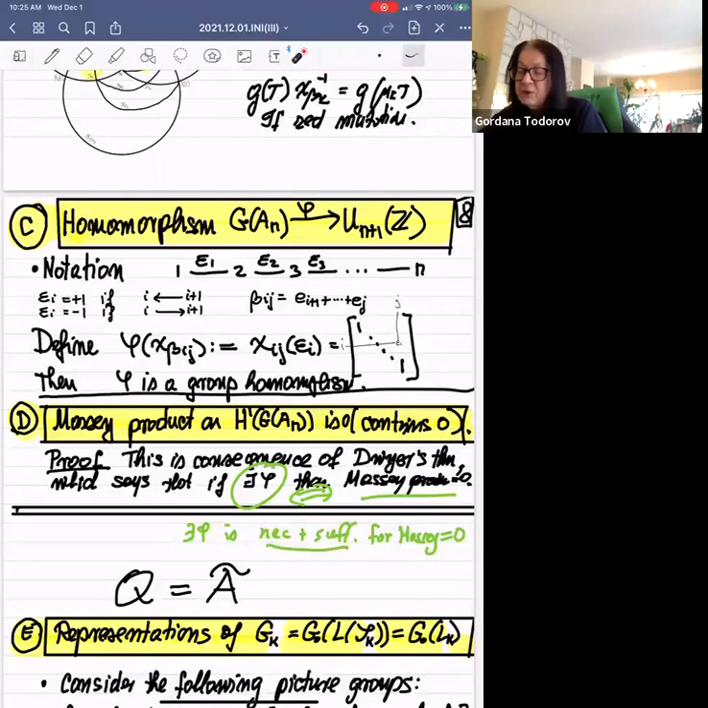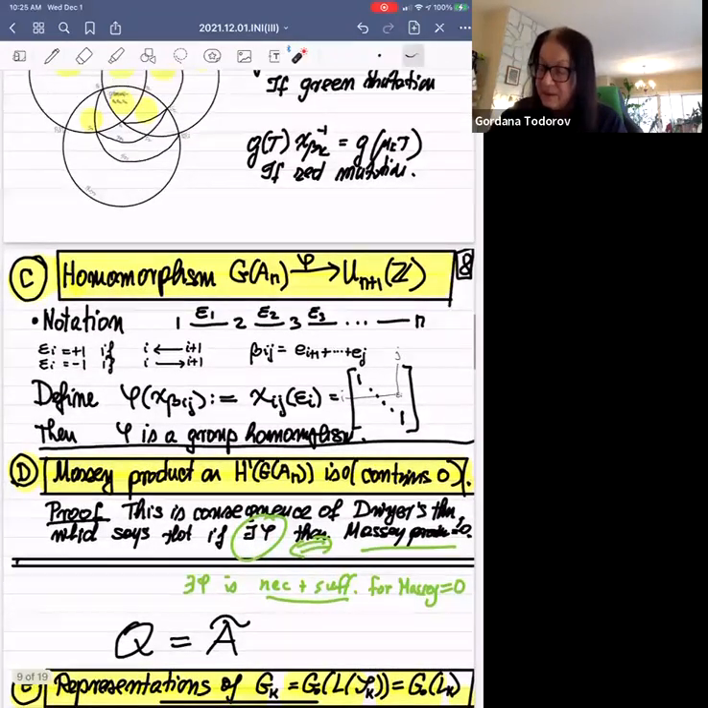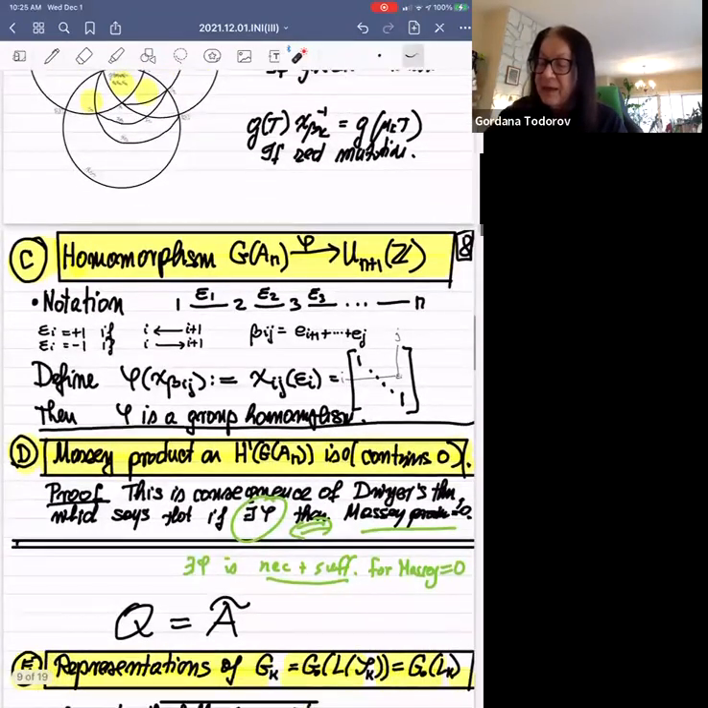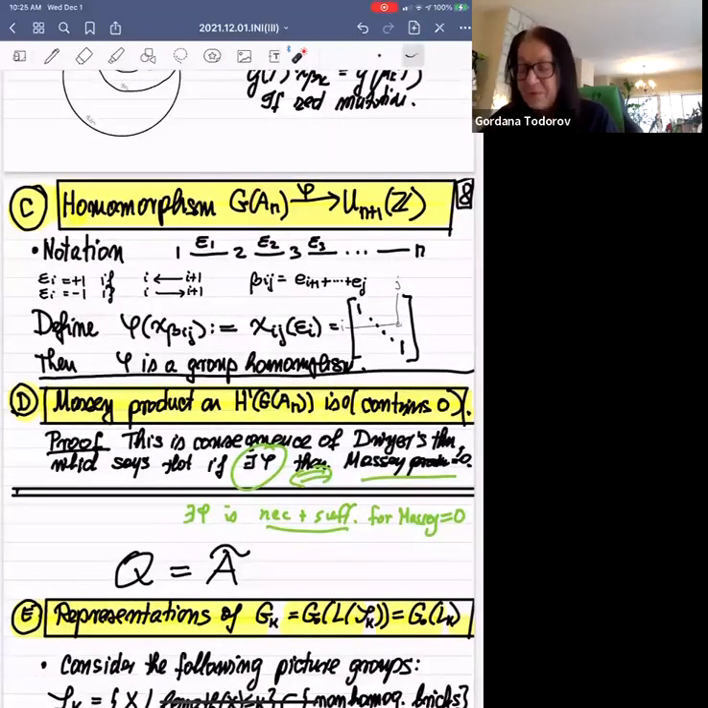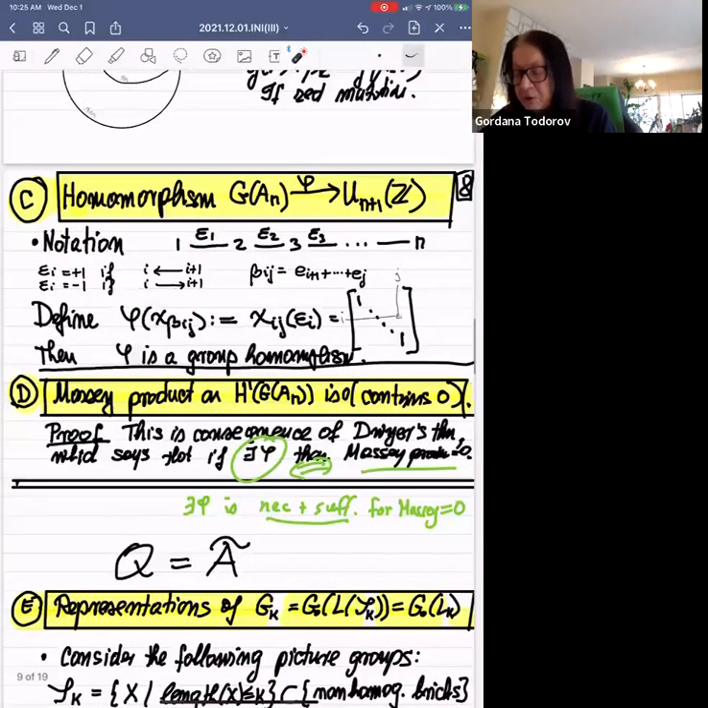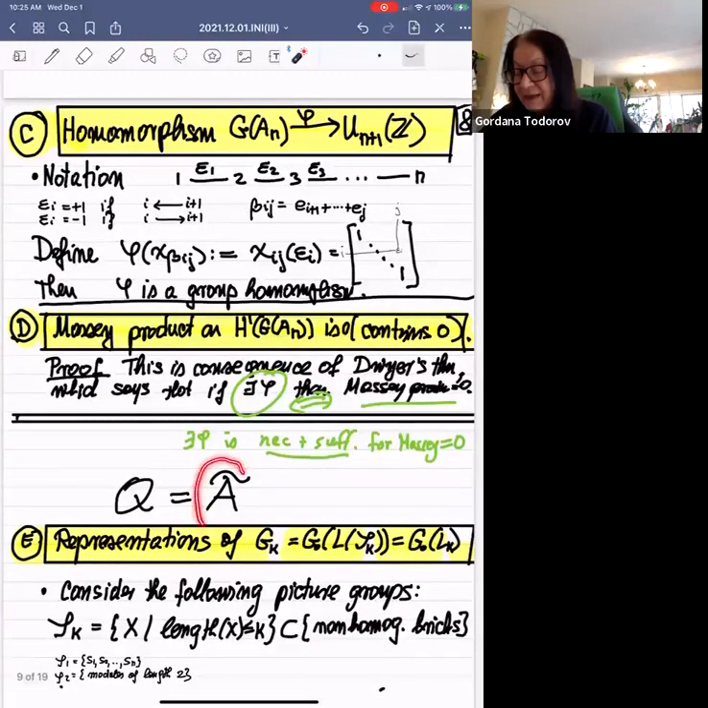I just wanted to add this because it was something I mentioned earlier, but I really didn't have the precise statement. So this is now the precise statement. That was a digression to the group A_n, which is of course of finite type. And now I want to go back to A tildes, which are of infinite type.